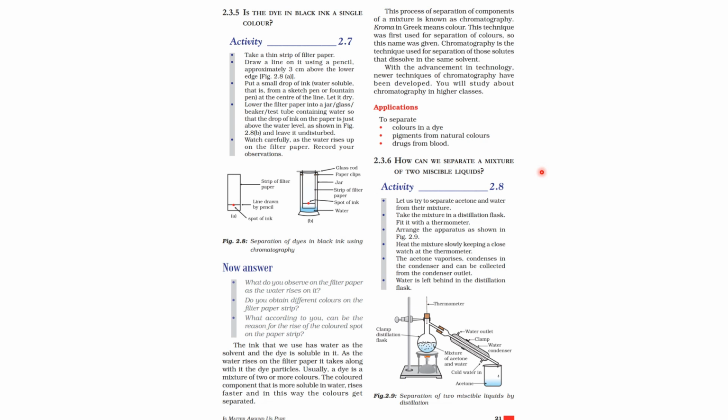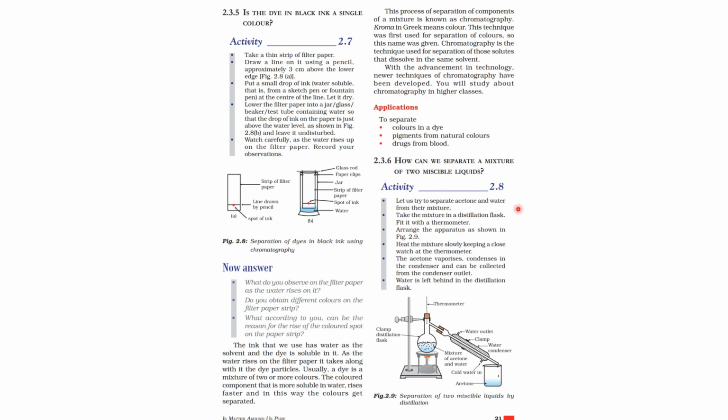Next, we are going to learn how we can separate a mixture of two miscible liquids. Here the mixture is acetone and water, which are miscible liquids. So the materials required are distillation flask, thermometer, condenser, beaker, and iron stand.